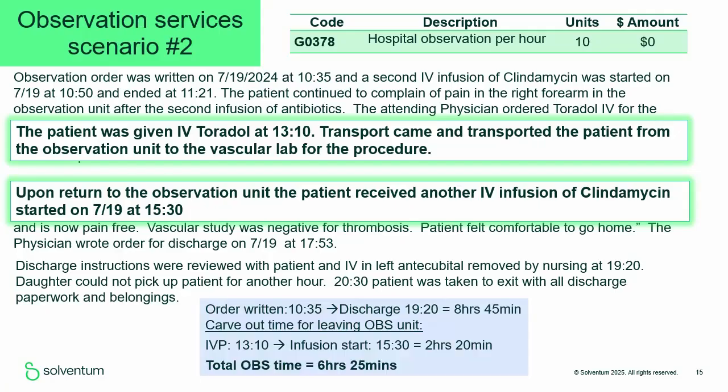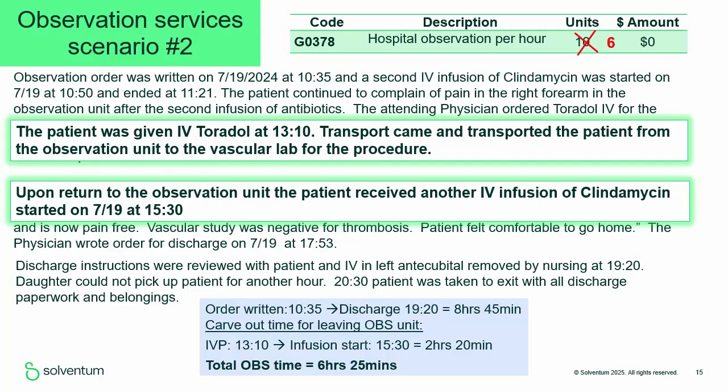The patient received the Toradol at 13:10, left the unit, returned, and received the clindamycin at 15:30, which equates to approximately 2 hours and 20 minutes. If we deduct the 2 hours and 20 minutes from the 8 hours and 45 minutes that we calculated on the previous slide, this would result in 6 hours and 25 minutes of observation time. Therefore, only 6 units of G0378 would be supported in this case.